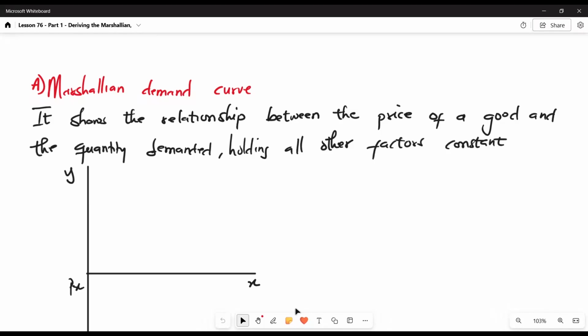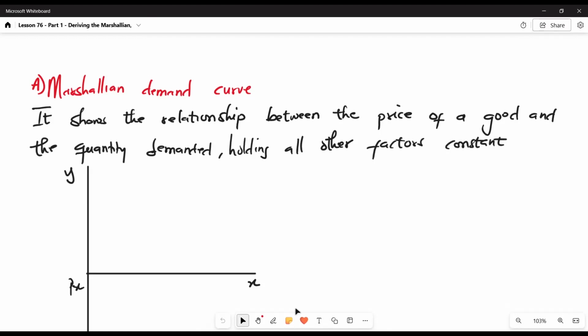There are two ways to solve the consumer's problem. One way is to fix the budget and find the maximum utility that could be achieved, and the other way is to fix the level of utility and find the minimum cost given that level of utility. The first method, which is utility maximization, leads us to the Marshallian demand curve.